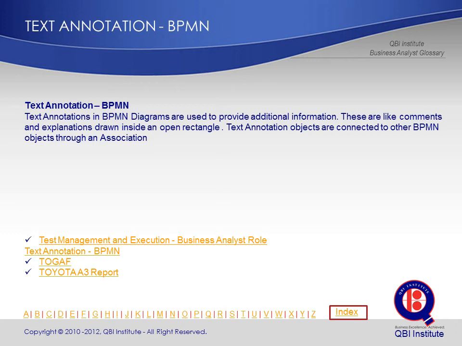Text annotation BPMN. Text annotations in BPMN diagrams are used to provide additional information. These are like comments and explanations drawn inside an open rectangle. Text annotation objects are connected to other BPMN objects through an association.